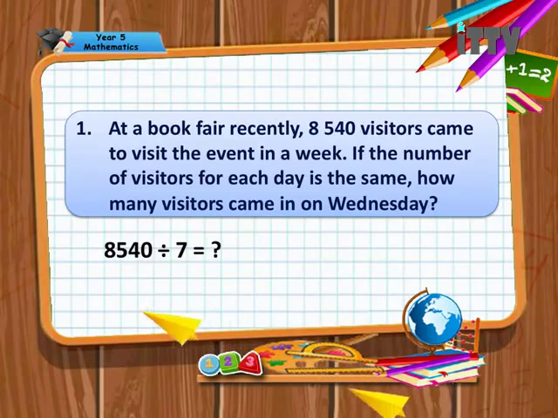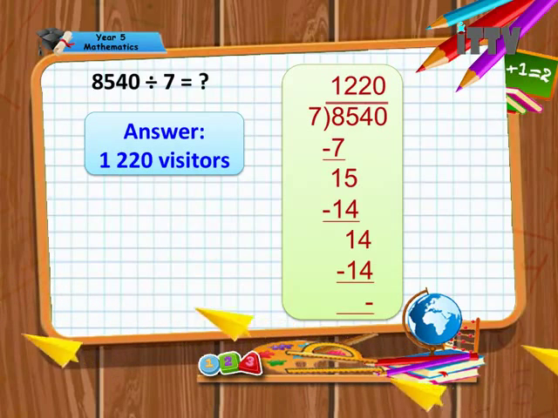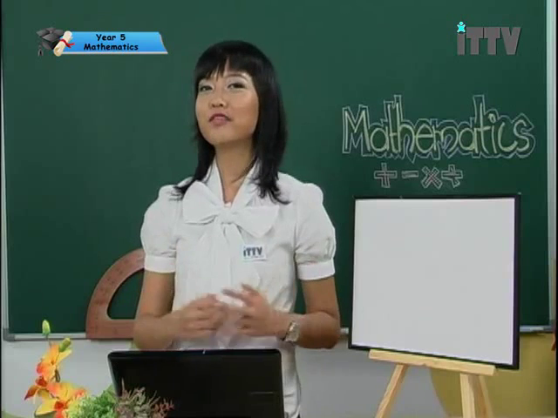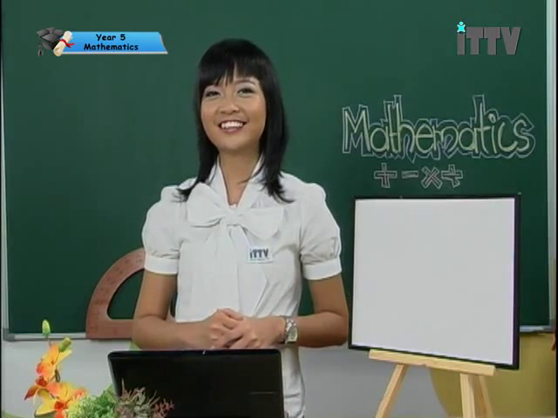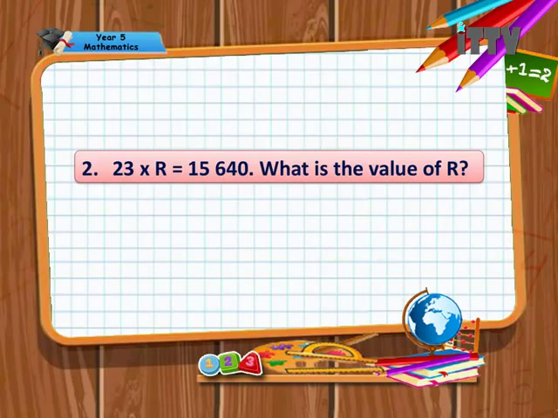8,540 divided by 7. That will give us the number of visitors for each day, and Wednesday is a day from a week. Now, the answer will be 1,220 visitors. I hope you've gotten the correct answer. Now, move along now to question number 2.